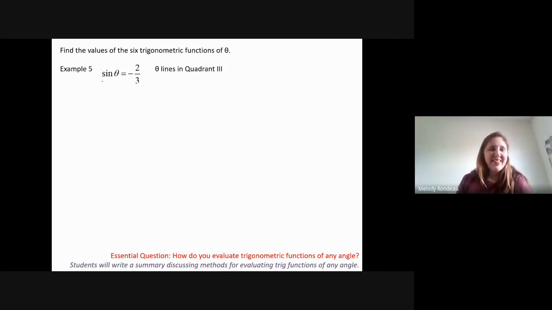Very nice. All right, so this one we're going to find the values of all the trig functions for theta. And we are told that theta is in quadrant 3, so I'm back to drawing my pictures.